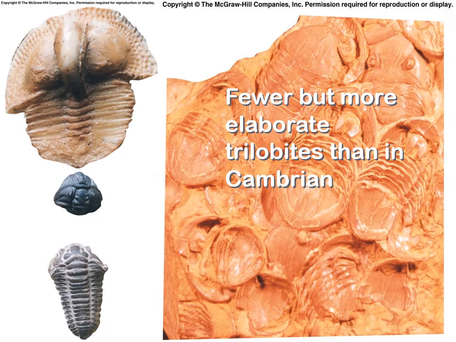We don't have as many different species, but the species we do have are much more elaborate and distinguishable from one another. This is a trend we see throughout the rest of the Paleozoic, that trilobites become more and more rare, but the ones that we do have, the species are more distinct. So for trilobites throughout the entire Paleozoic, they become less diverse and more disparate, meaning that we have fewer numbers of species, but they become more distinct.